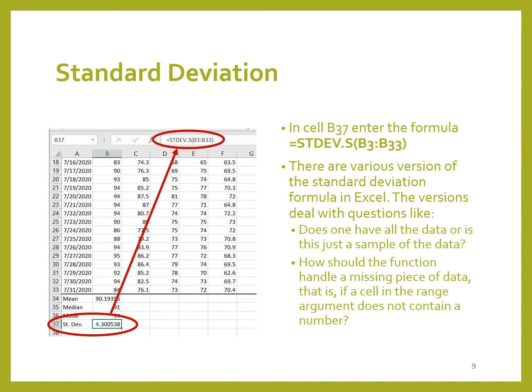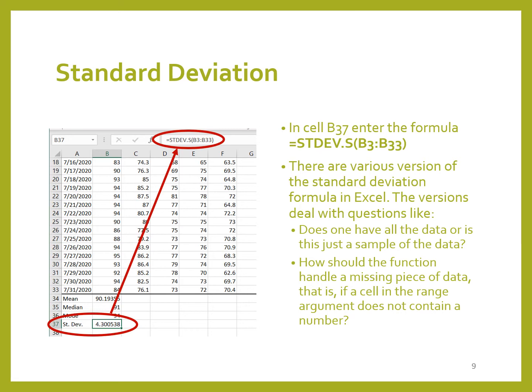So to have Excel calculate the standard deviation, I've made a place for it down in cell B37. And then in the formula bar, I've started to enter the formula equals STDEV.S. And then I gave the data range B3 colon B33. Excel provides a variety of standard deviation formulas, and the different versions deal with various questions that come up when dealing with statistics of data.